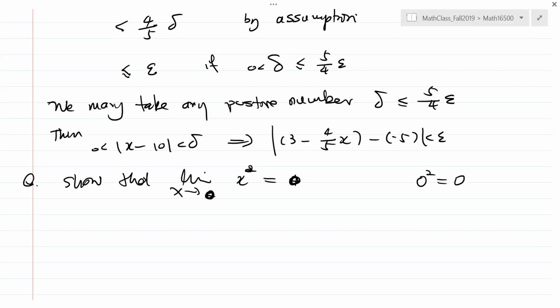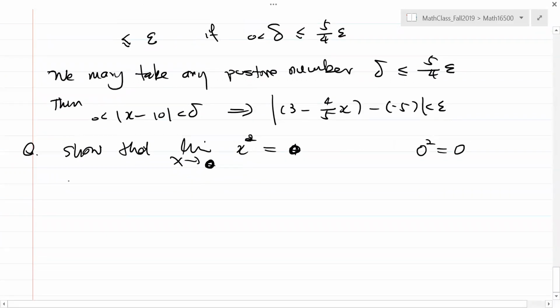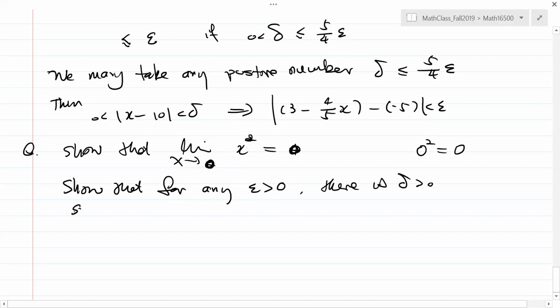Okay. Step 1, write down what you have to show. You have to show that for any epsilon greater than 0, there is a delta such that |x minus 0| less than delta implies |x squared minus 0| less than epsilon. I want to prove this.